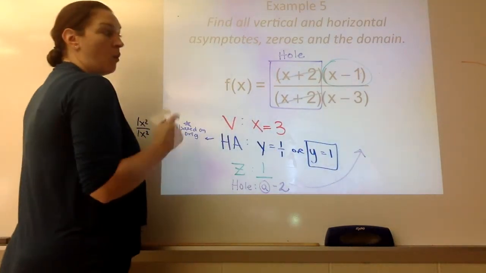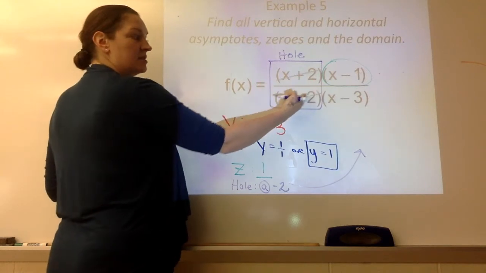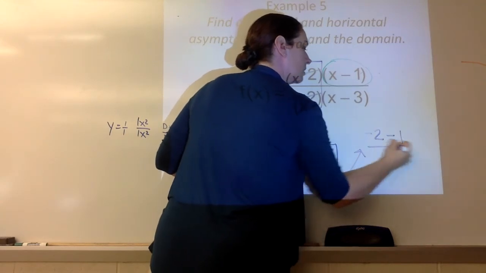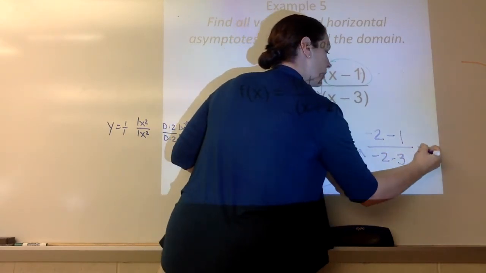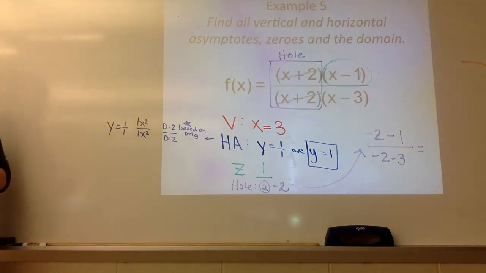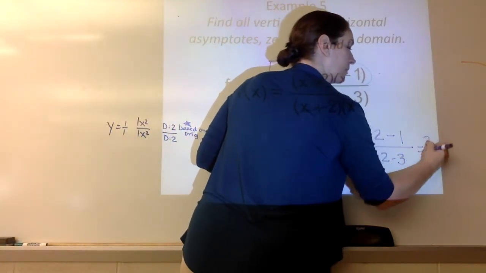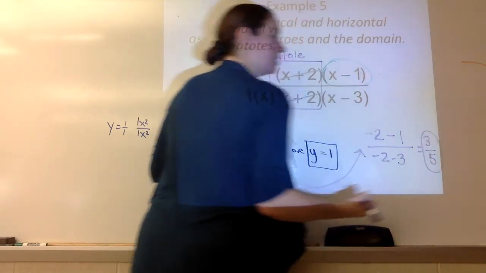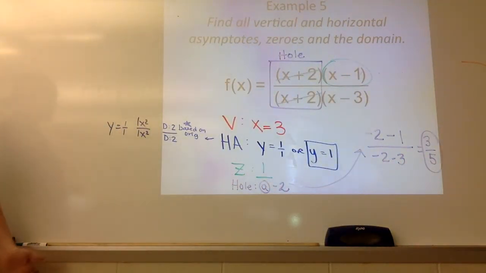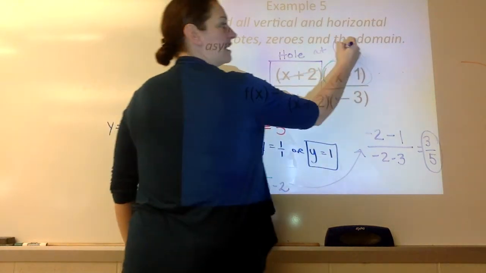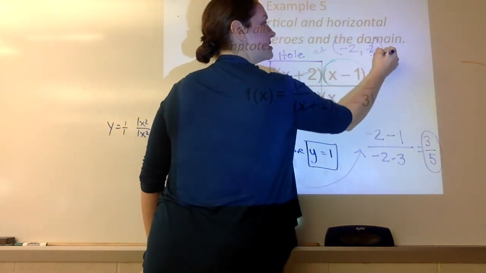Okay? What I want to do is now I want to cancel out these, and I want to plug in -2 minus 1 over -2 minus 3. What do I get? What's the numerator? -3 over -5, which gives me what? 3 over 5? Yes? This should be in your notes so that you can refer back to it and say, why did I write this in my notes? The reason we're writing it in our notes is because we have a hole, and it is specifically located at -2, 3/5.